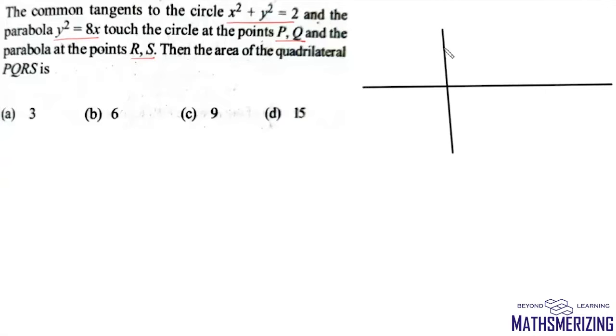So we have this circle, center at origin and radius root 2, and then we have this parabola y square equals 8x. Now we need to draw common tangents to this circle and parabola.